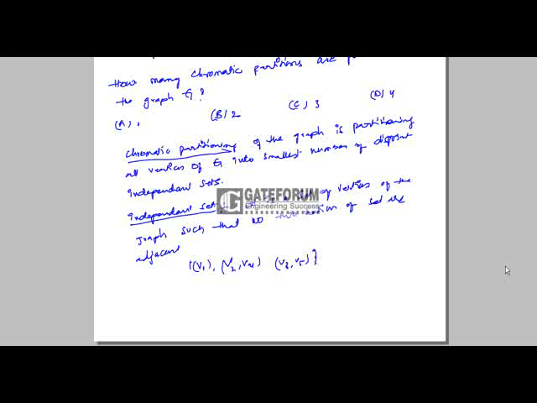So this is the smallest number of disjoint independent sets covering all the vertices of the graph. So this is the only chromatic partitioning possible. So here the answer is option A. There exists only one chromatic partition for the given graph.